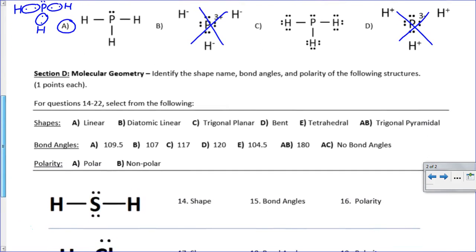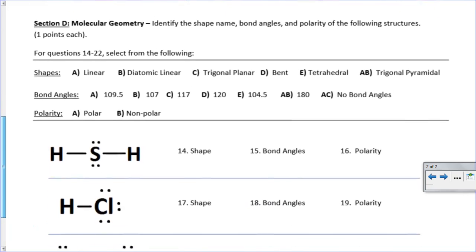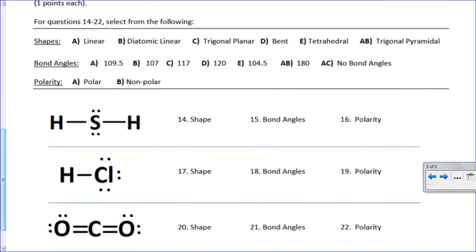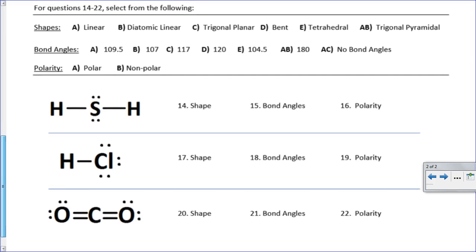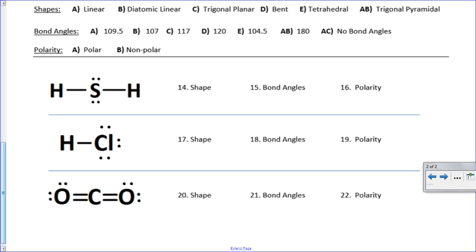Okay, for section D, we are just going through looking at these structures and figuring out what shape they are, what their bond angles are, and what the polarity is. What we have to do is look at the central atom. So S is the central atom here. It has on it 4 domains: 2 single bonds and 2 electron pairs.